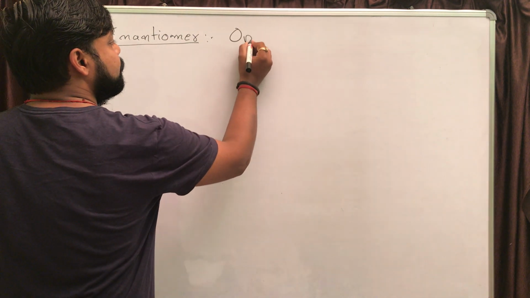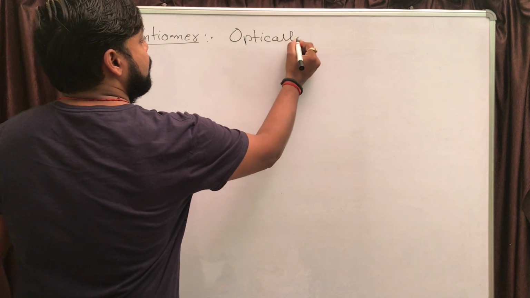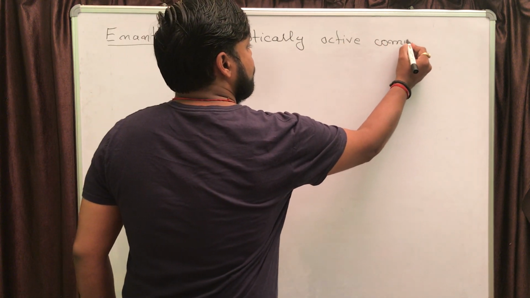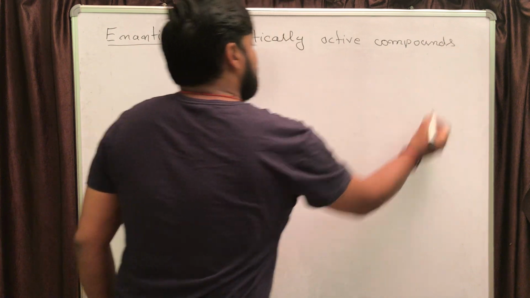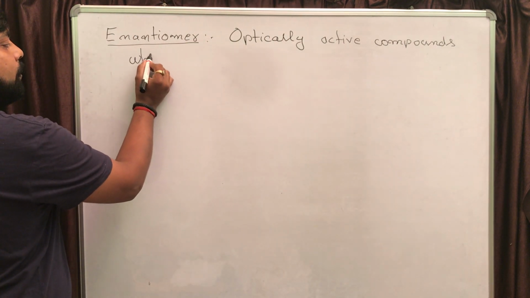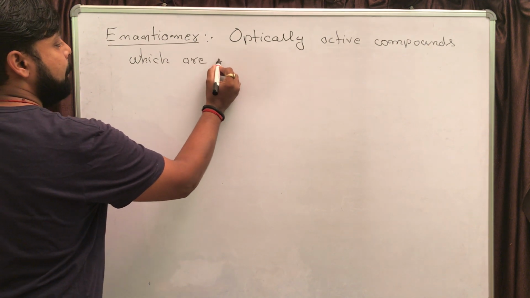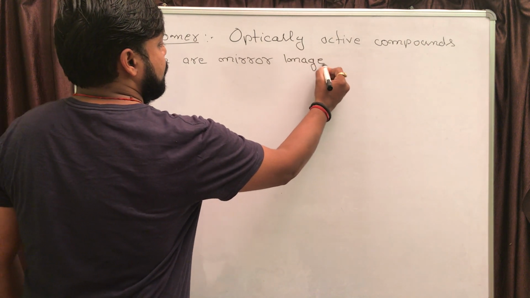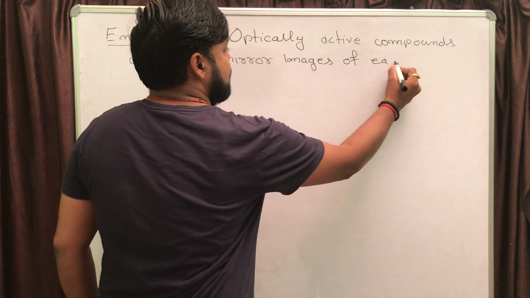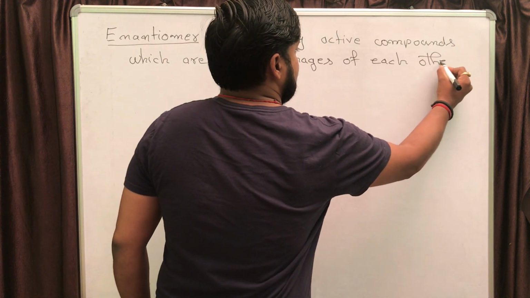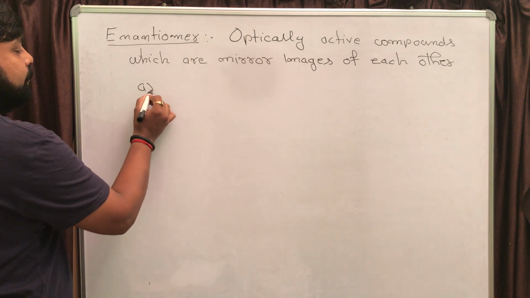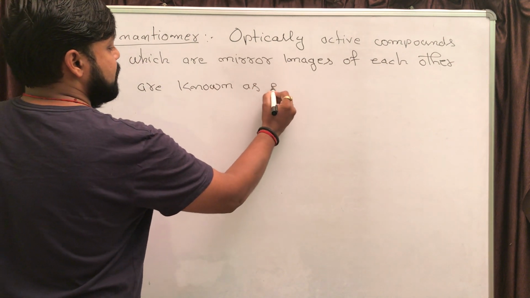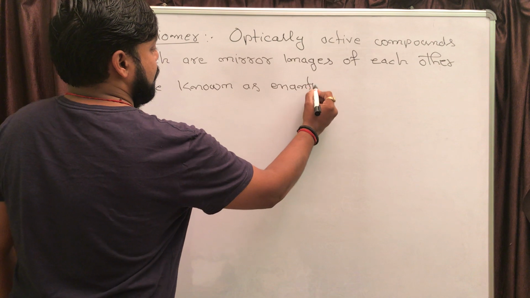Optically active compounds which are mirror images of each other are known as enantiomers. Enantiomers.